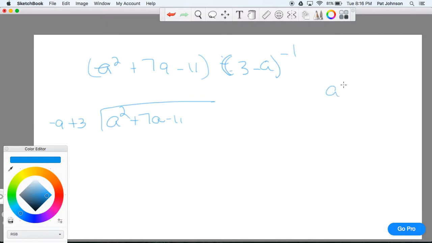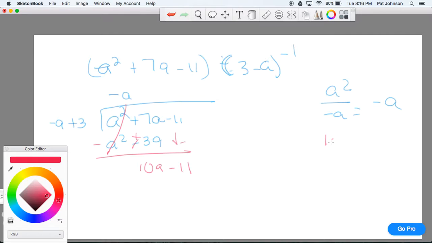So now we're going to take a squared divided by negative a, and I get negative a. So negative a is going to go here. Negative a times negative a is positive a squared minus 3a. Now remember, I have to change them all to their opposites. That cancels out. I get 10a. Bring this down, just like you would in long division. Again, I take 10a and divide by negative a, and I get negative 10. So I'm going to have minus 10.